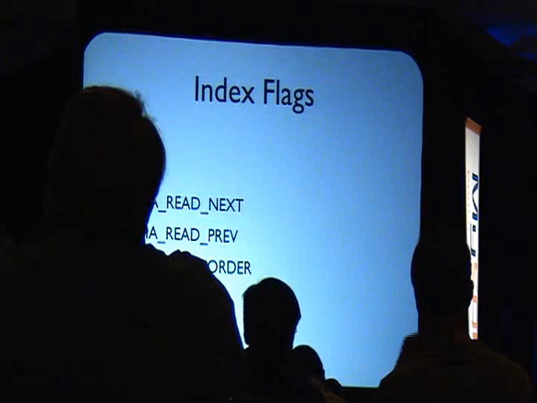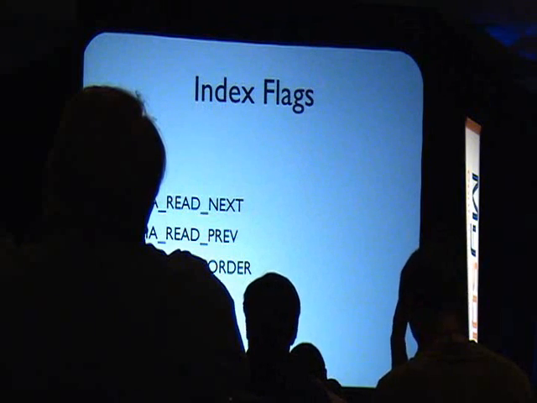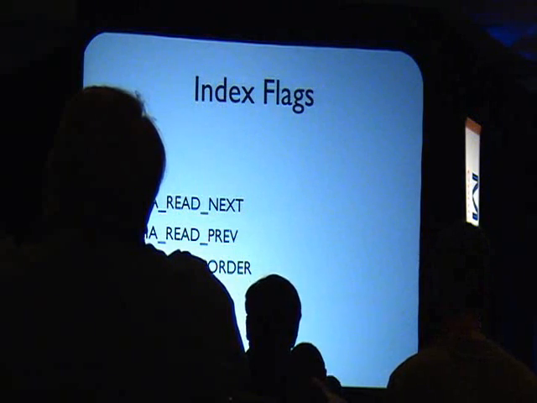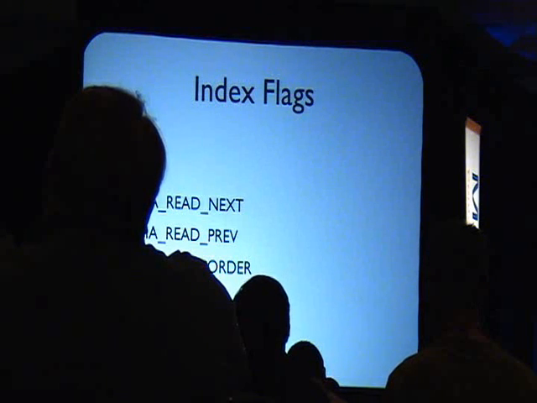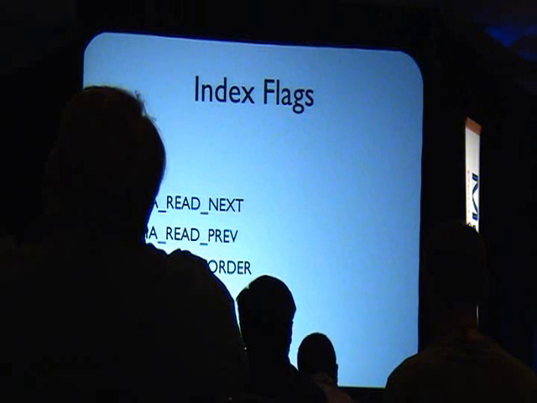HA read order? That means: if you read on an index, will the rows be retrieved in the order of the actual index? So if you have an ordered B-tree index, are you going to send us rows back that are already ordered, or are you just going to be giving us arbitrary rows back?